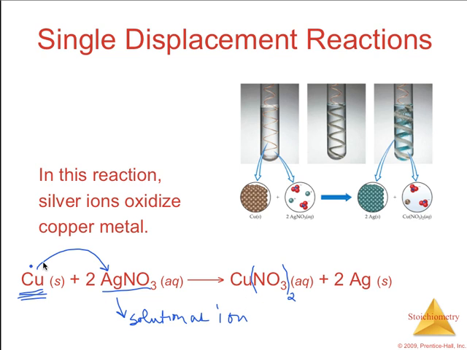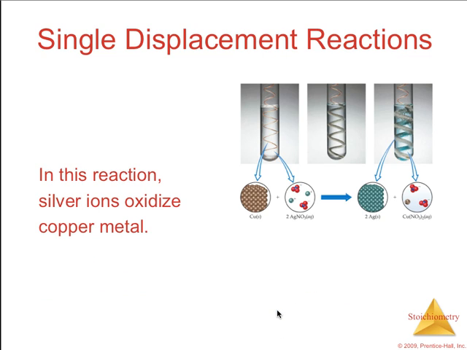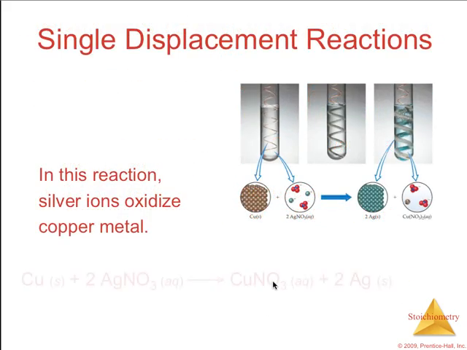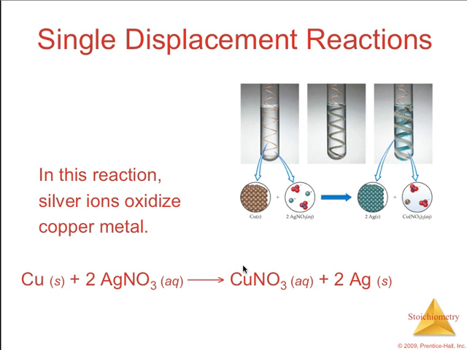So this single element bumps out typically the metal in the ionic compound, leaving a single element and the ionic compound. For a double replacement reaction, okay, everybody kind of switches partners. In a single replacement, okay, it's just that single element, hence single element, single displacement.